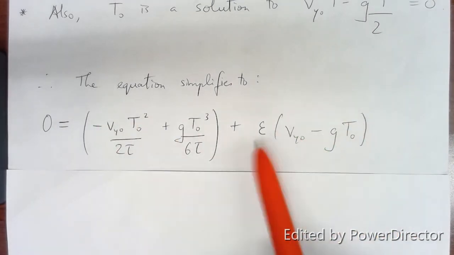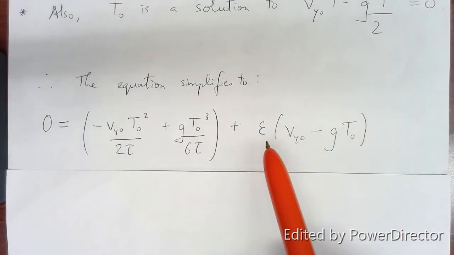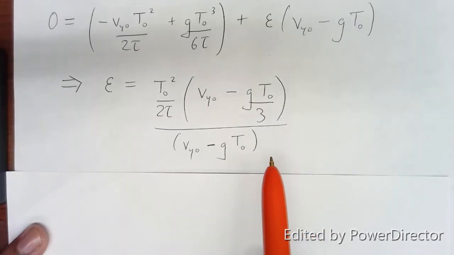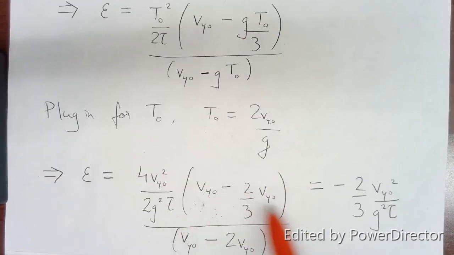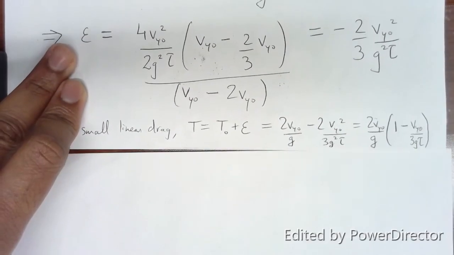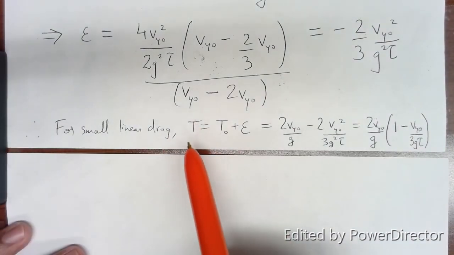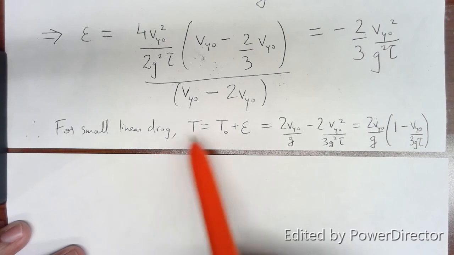And we are trying to solve for epsilon, which is our correction to t0. We solve for epsilon and then plug in for the value of t0. We notice that this term gives 1/3 vy0, this term gives minus vy0. The vy0's cancel, we pick up some numerical factors, and we end up with finally this simplified term, which is negative.